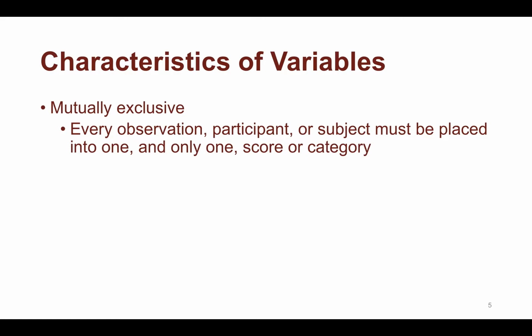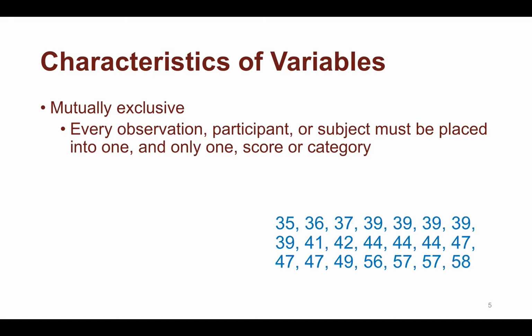So some characteristics of variables. They're mutually exclusive, meaning that every observation, every person in your study, must be placed into one and only one score or category. So if you're doing an experiment and you have a control group, someone who's in the control group does not also participate in the experimental group. They're in one and only one category.